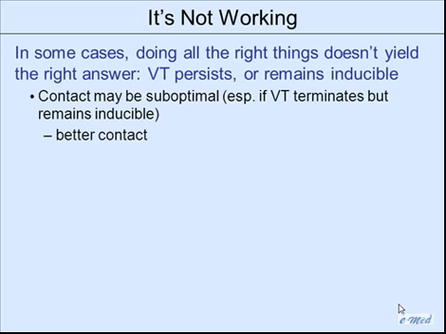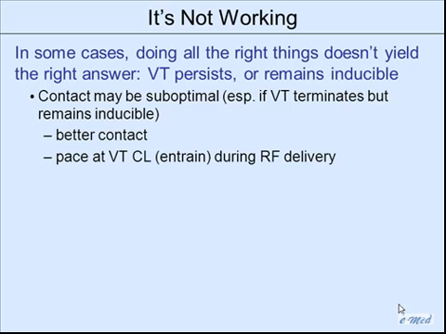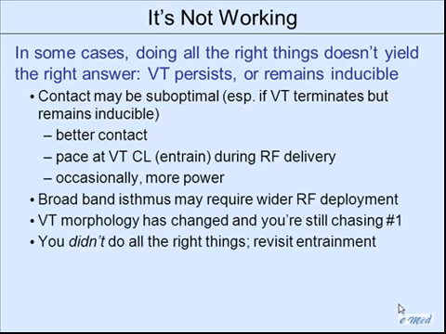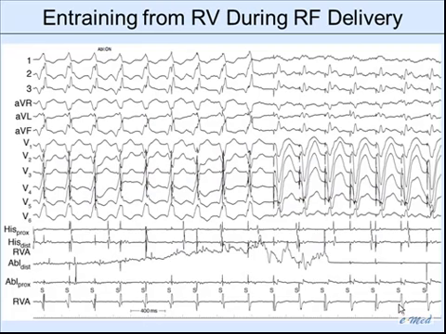It could be that your contact isn't good, so get better contact. Sometimes if your VT terminates with RF, okay, you're at the right site, but you can reinitiate it. Maybe we need to pace at the VT cycle length and entrain during tachycardia, such that when tachycardia terminates, there's no sudden change in cardiac motion. Occasionally more power is necessary, but not typically so. Sometimes you didn't do all the right stuff. Sometimes you need to go back and revisit entrainment, make sure it was all right.